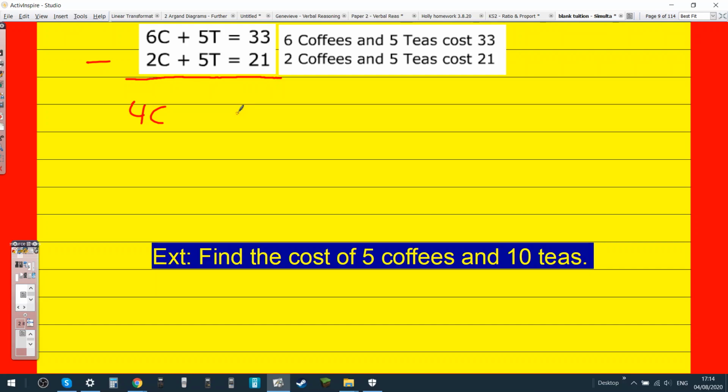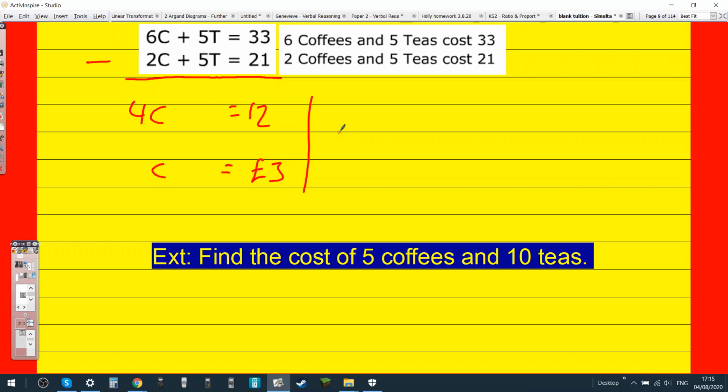Wait a minute, is coffee... So 4C, what is the price after you take away? The price after take away is 12. Yeah, so 4 coffees, 12 pounds. You want the price of 1 coffee? £3. That's it.